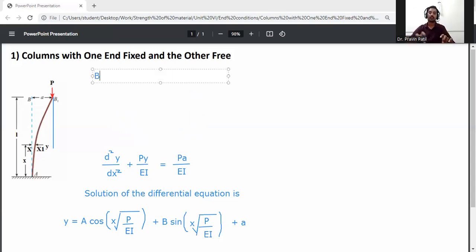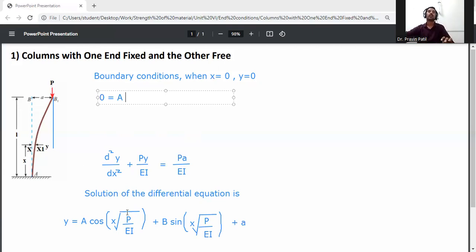Now apply the boundary condition. When x is equal to 0, y is also 0, because the end A is fixed, so there is no deflection at A. So 0 is equal to A cos x root P by EI. Cos 0 is 1, so this term will become 0 plus a.